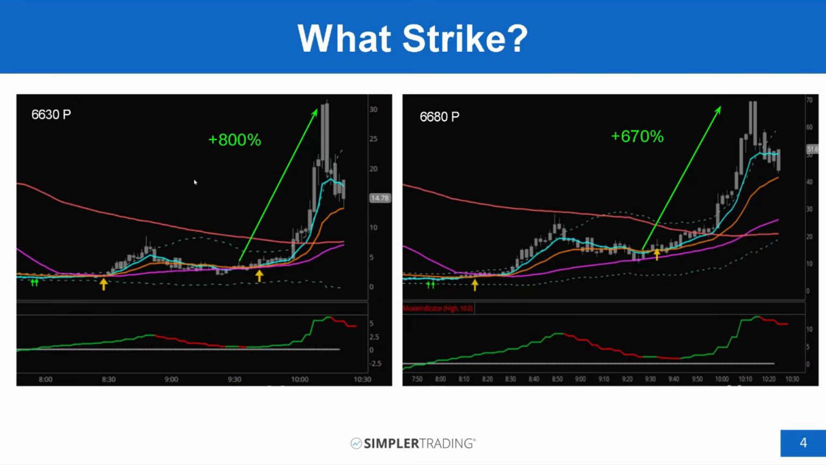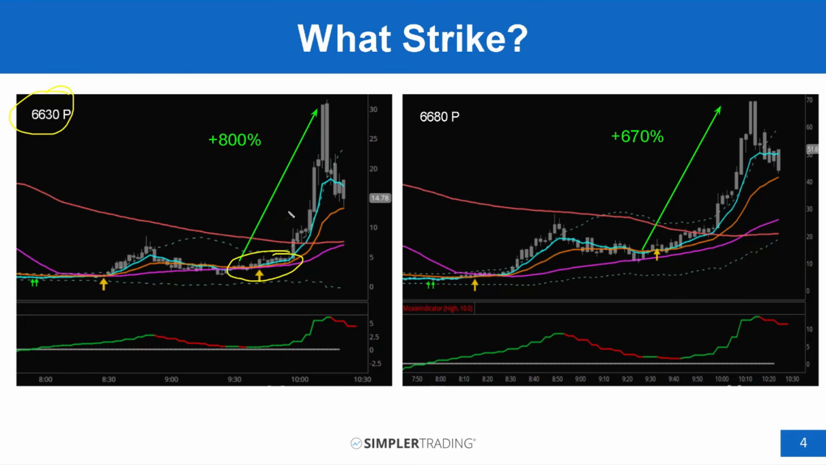And so what I like to do is, here are two examples. Here's a 6630 and a 6680. And what we can see here is the 6680 is more in the money, closer to the price of the SPX at the time, because you can see it's more expensive, about $15. The 6630 is more out of the money because around here it's just under $5.